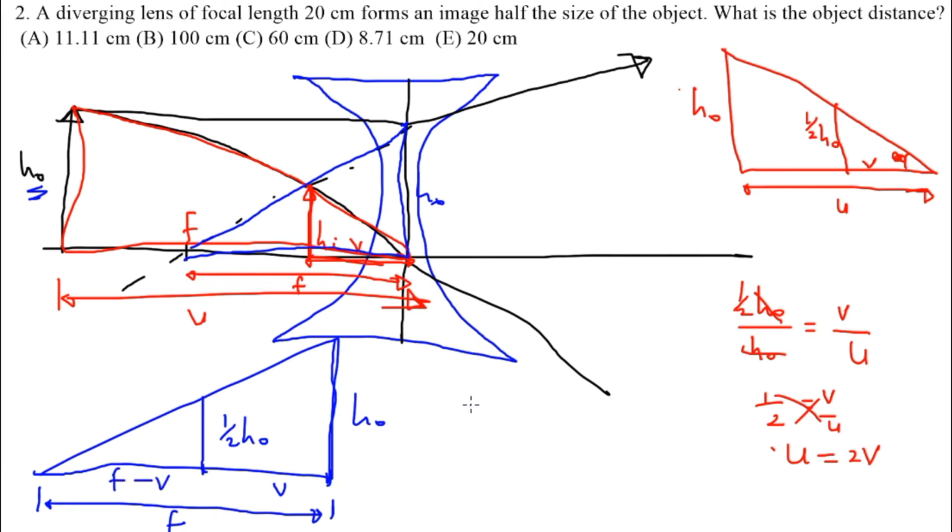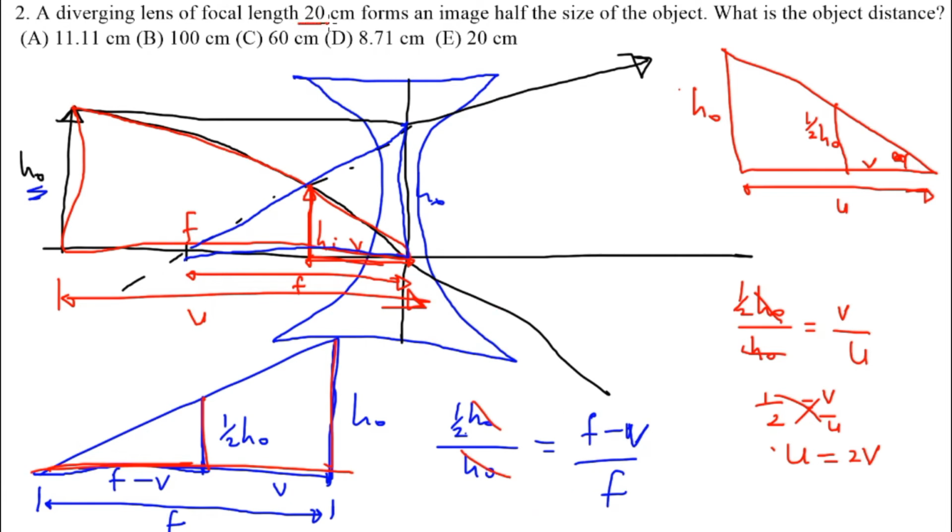So because the ratios of the triangles are equal, I can say that half h naught upon h naught is equal to, if I use this one, then its side should also go first. That's f minus v upon the side of the bigger triangle too, which is f. Okay, I hope you understand that. If I say this upon this, then I should have this upon the long one. So the h naught we just have to cancel out. And the f, we know the f from that particular question.